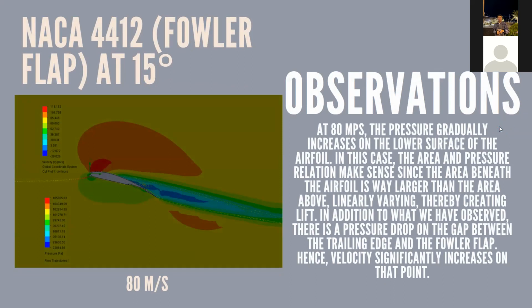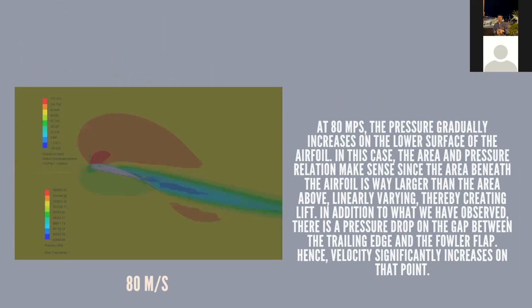So the area under pressure relationship makes sense since the area beneath the airfoil is way larger than the area above, linearly varying, thereby creating lift. Kasi nga inversely proportional yung pressure sa surface area, which is yung contact pass. So in addition to that, we have observed there is a pressure drop on the gap between the trailing edge and the Fowler flap, dun sa bandang gitna, malapit sa dulo, makikita natin na may pagka-blue na yung color. Hence, velocity significantly increases on that point. So, yun lang po yung na-observe namin for 15 degrees.